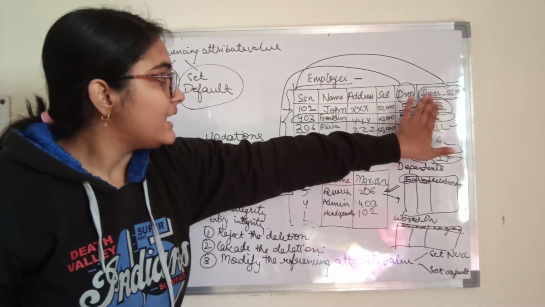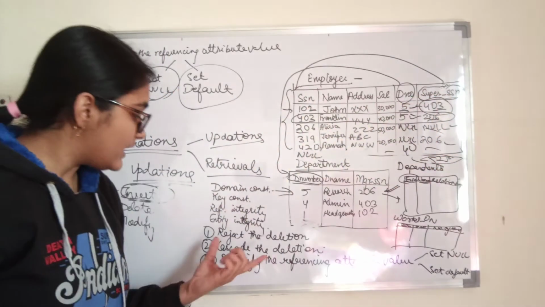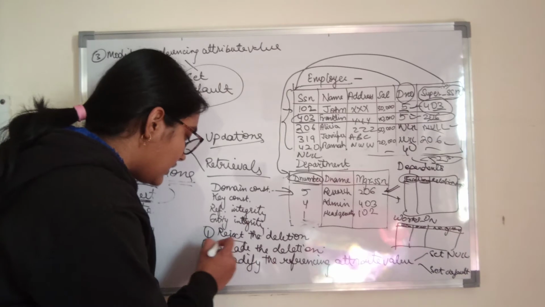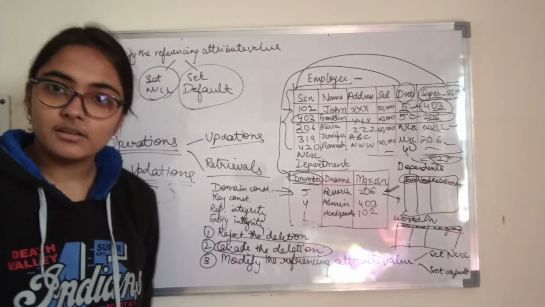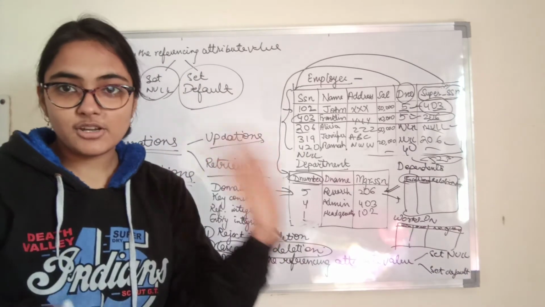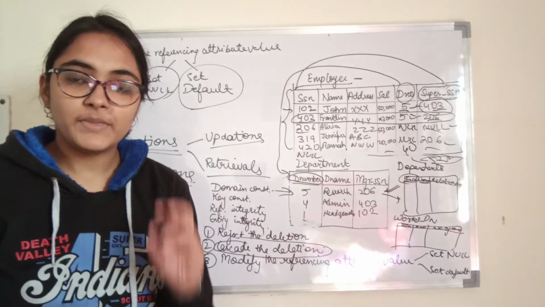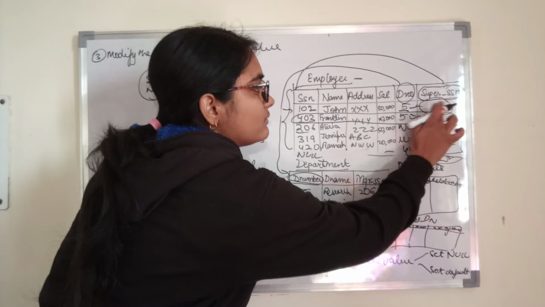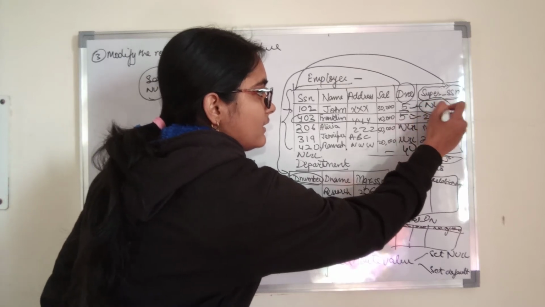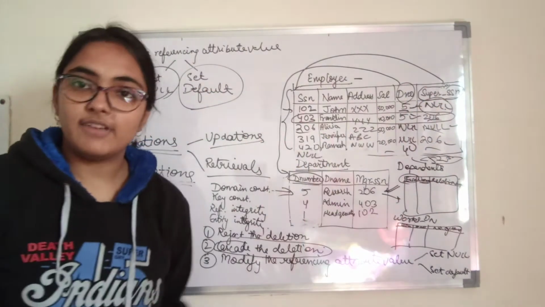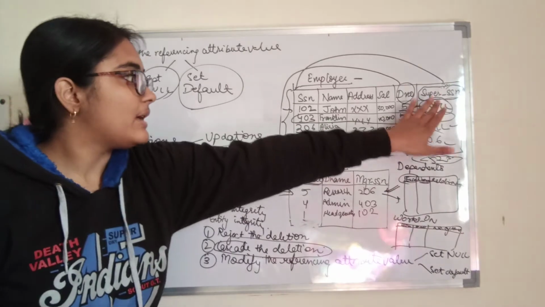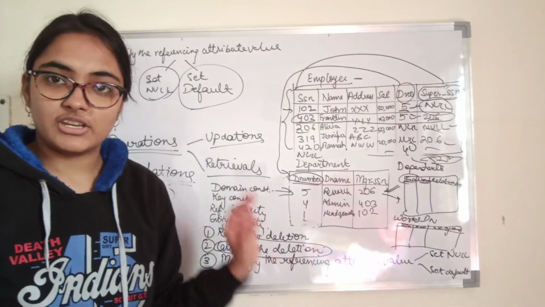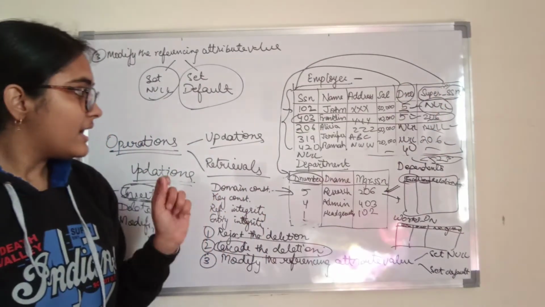Should we also delete this particular tuple? Should we use this option, cascade the deletion? No, right? In case the supervisor of an employee is fired, what should we do? We should either set this to null or set it to some default value. Let us say null. Currently, it does not have any supervisor, right? So that is the way we can handle this particular referential integrity constraint violation.